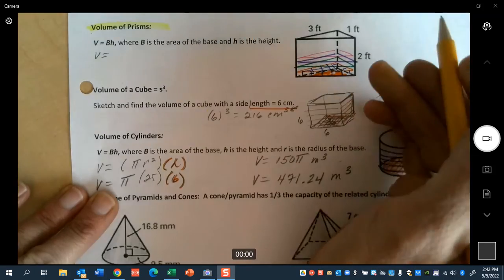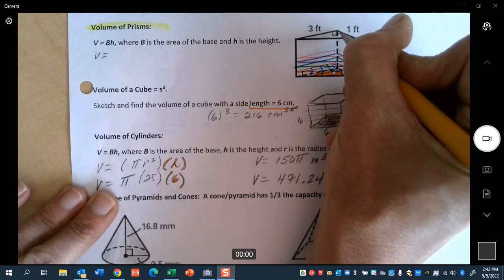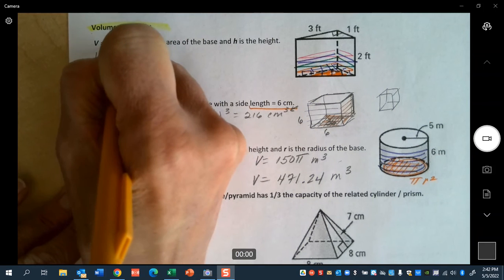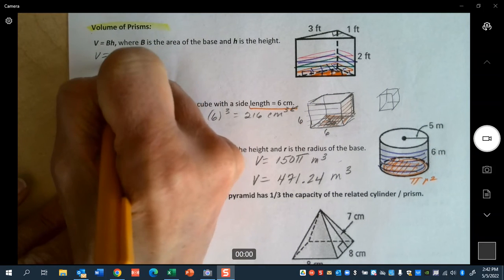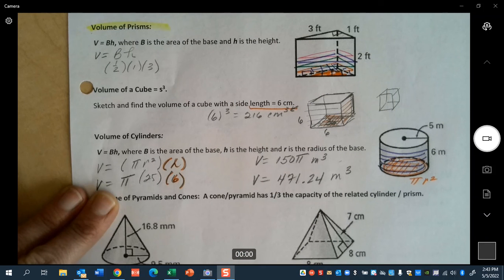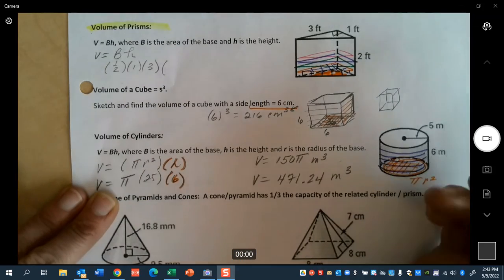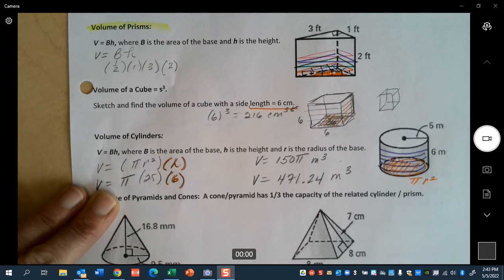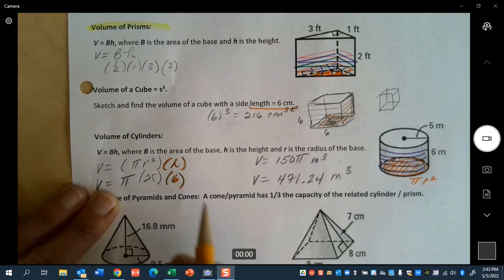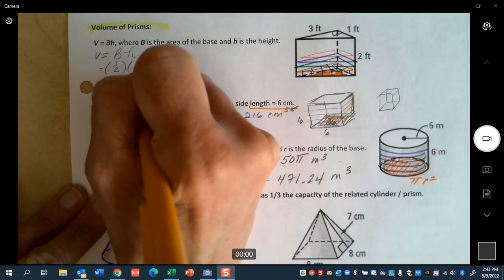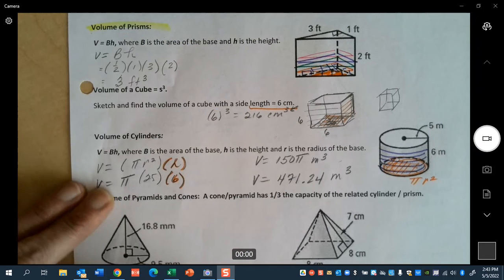Volume is equal to, we're going to assume that this is a right triangle here, where my base area is going to be 1/2 of my base times my height. And then the height of my figure, that base is repeated twice. So my volume or my capacity for this one would be 3 cubic feet.